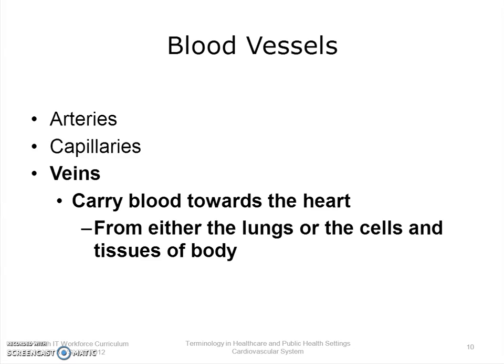Veins carry blood back toward the heart from either the lungs or the cells and tissues of the body. Most veins carry dark red blood that has a low level of oxygen.